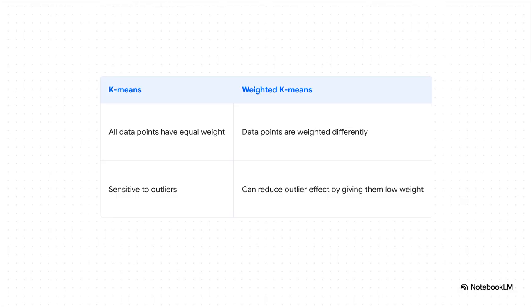But here's a cool little twist. In the standard version of k-means, every single data point, every book in our library, is treated equally. But with something called weighted k-means, we can actually tell the algorithm that some points are more important than others. This is super useful for dealing with outliers, those really oddball data points that just don't seem to fit, by just giving them a really low weight so they don't mess up the whole grouping process.